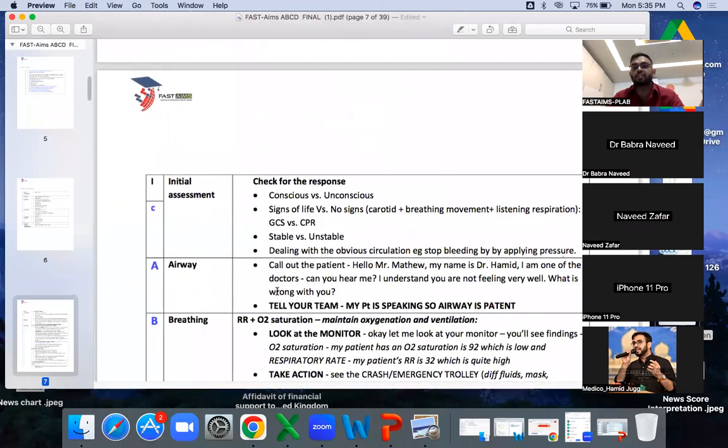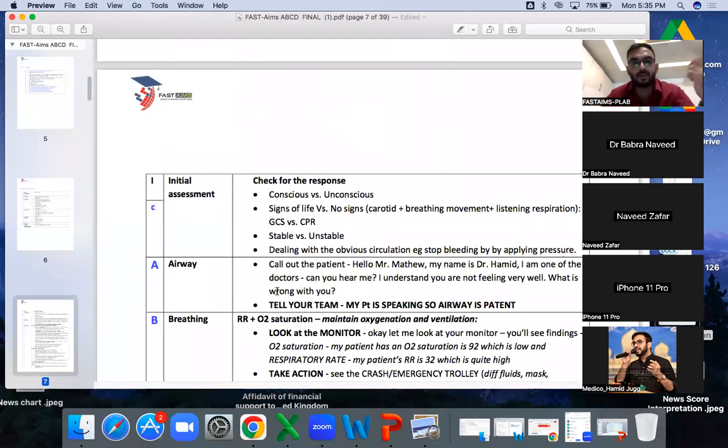Though we have written this approach in a very elaborate way, we are going to discuss it scenario by scenario. First, it is the initial assessment. In the initial assessment, when the patient presents to you, they will be conscious or unconscious. This is the observation; you have not done anything yet. The scenario is written: the nurse has called you to come and assess the patient. It is conscious or it is unconscious.